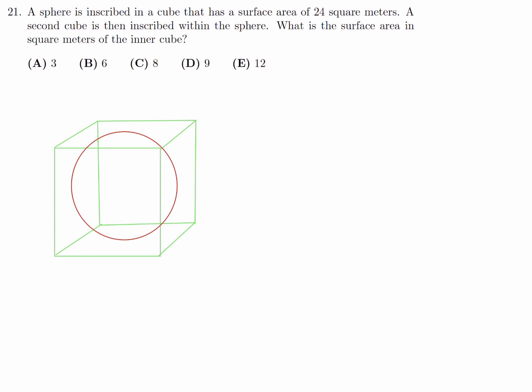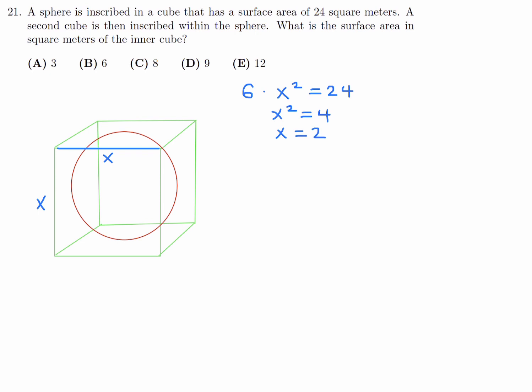Well, if the cube has a side length, let's say x, from here to here, then all the sides are x, correct? Well, the surface area is 6 times the area of one of the sides, which is x squared. And they tell you that's 24. So that means x squared is equal to 4, so x is 2.